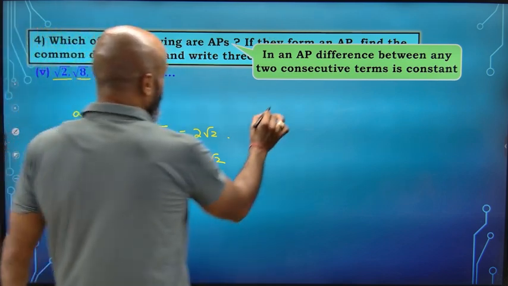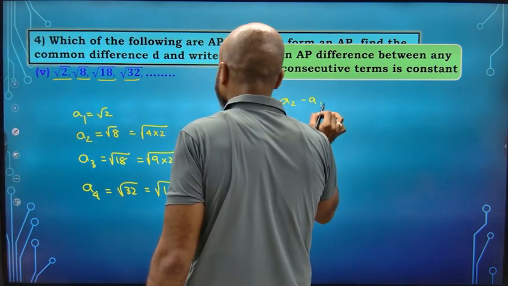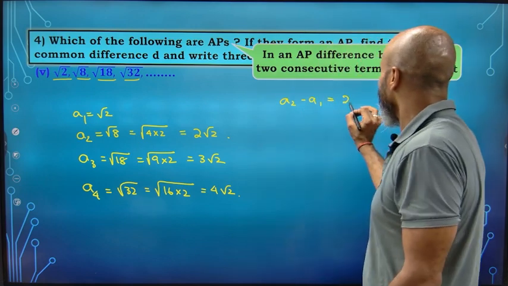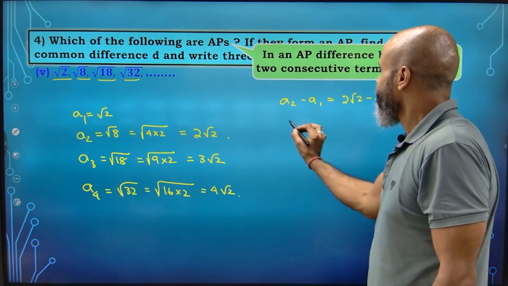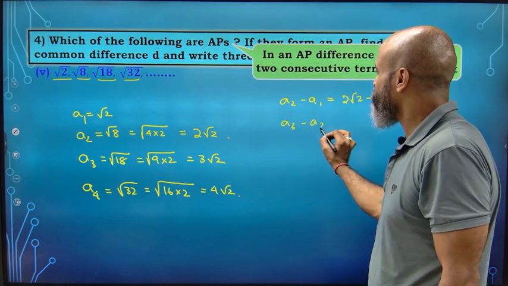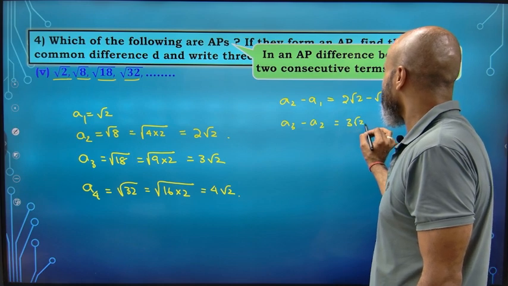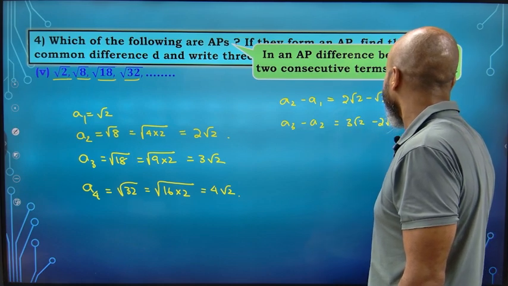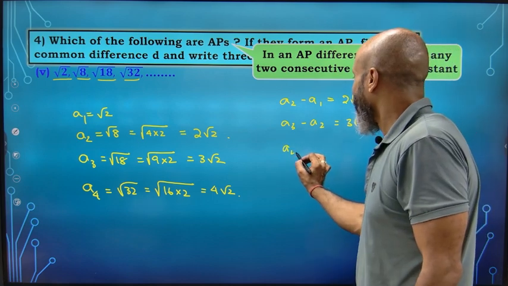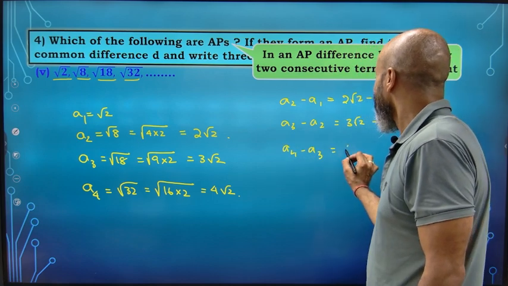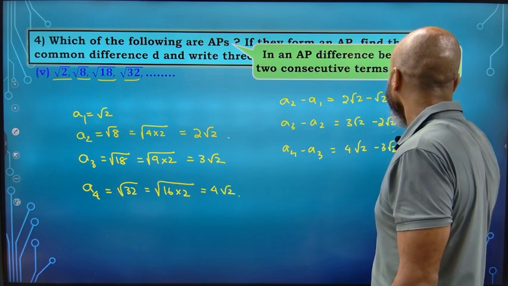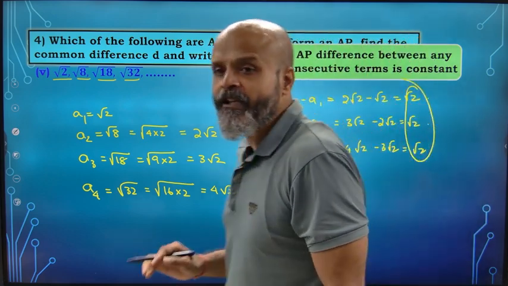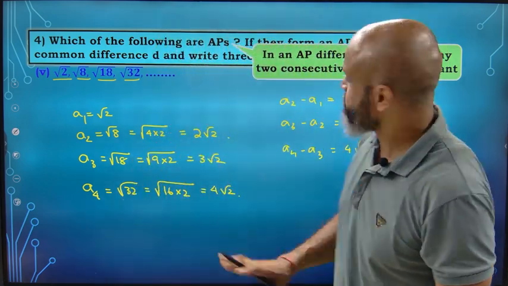So if we do a2 minus a1, that will be how much? 2√2 minus √2, that is √2. a3 minus a2 is 3√2 minus 2√2, that is again √2. a4 minus a3 is 4√2 minus 3√2, that is again √2. So the common difference of √2 is maintained throughout.